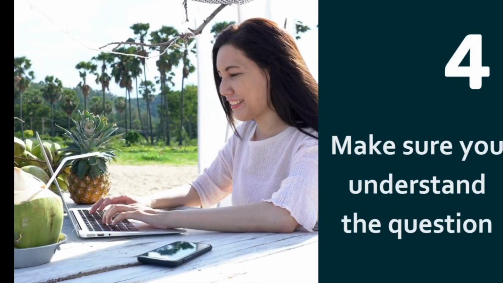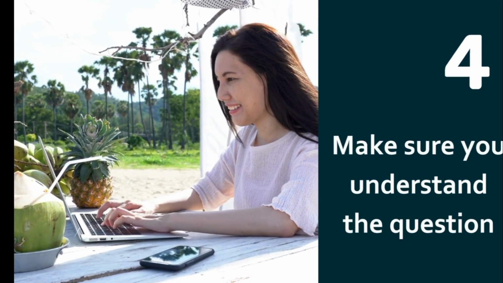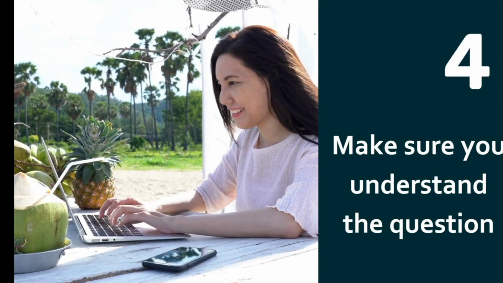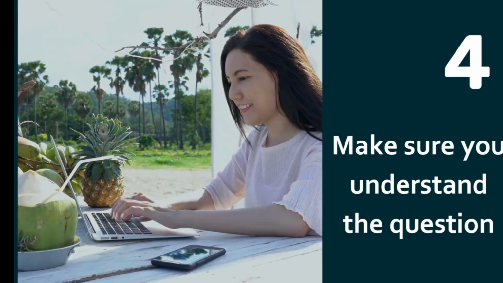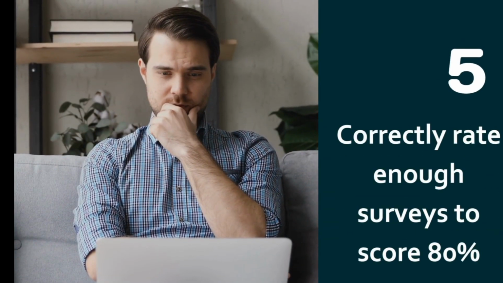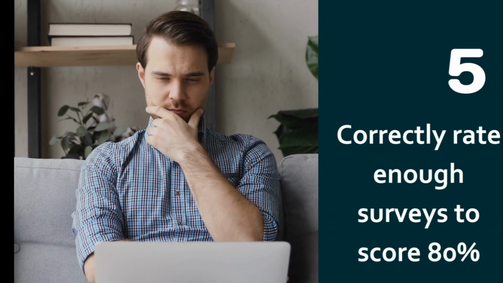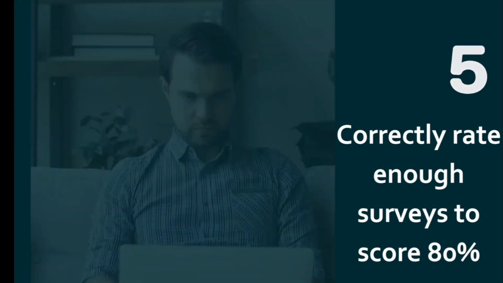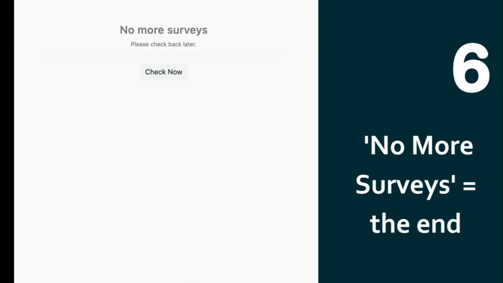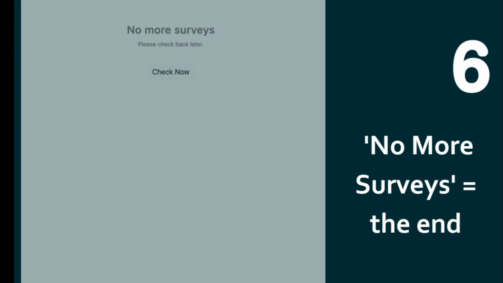Number 4, this may seem obvious, but searching the internet to understand what the query might be is not cheating. In fact, we highly recommend you do this to understand how to approach your question. Number 5, you must answer enough surveys correctly to reach enough points to achieve a passing score of 80% or more. Number 6, no more surveys means the end of the assessment. This can happen if you've passed or failed. If this happens after only a few surveys, unfortunately this means that you have not passed the assessment.